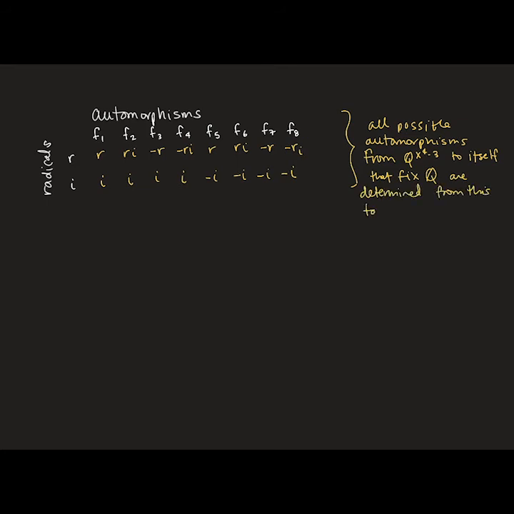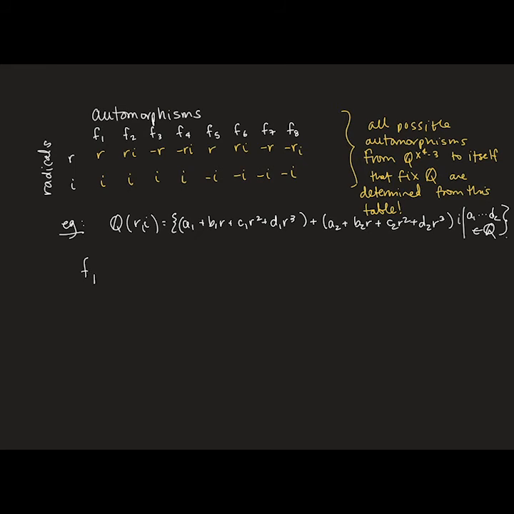And that's great news for us because if we wrote it out in general, we know that Q adjoin Ri, an arbitrary element of that is terrible, right? It looks like A1 plus B1R plus C1R squared plus D1R cubed. Then we write the same thing over, but now we've got an I attached to it. And all of those A's and stuff, the A1 through D2, are elements of Q.